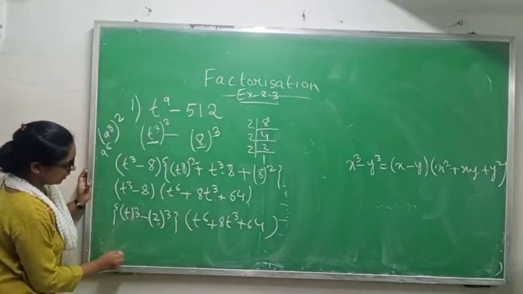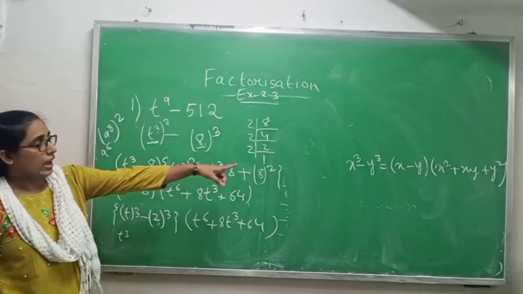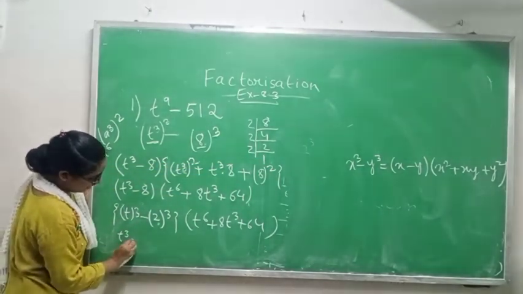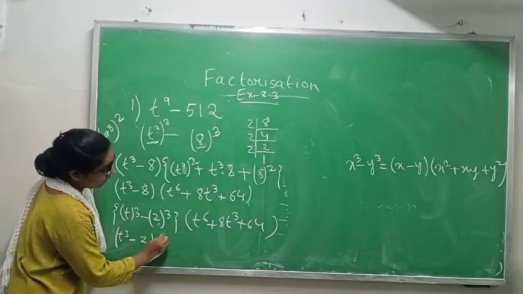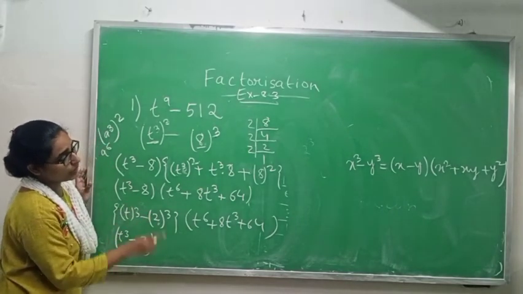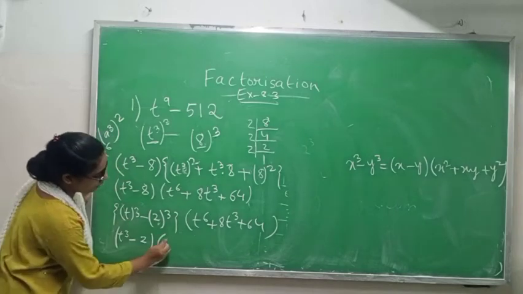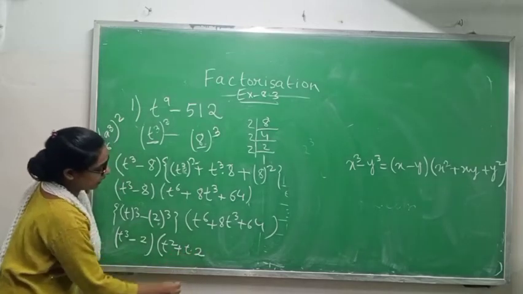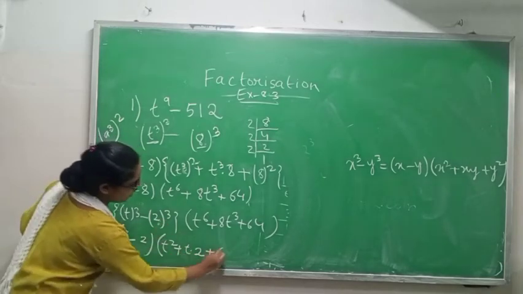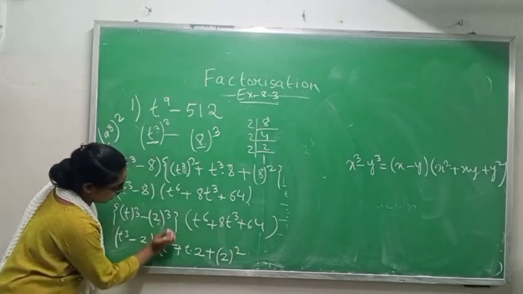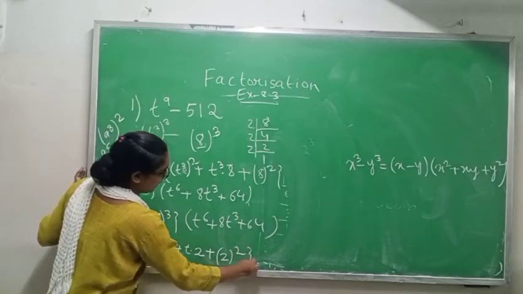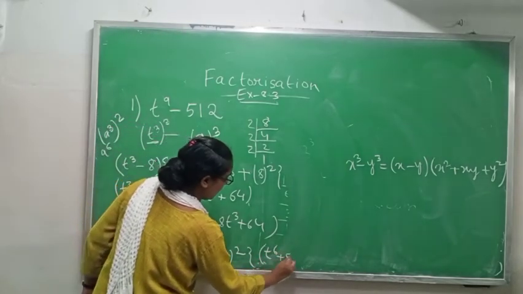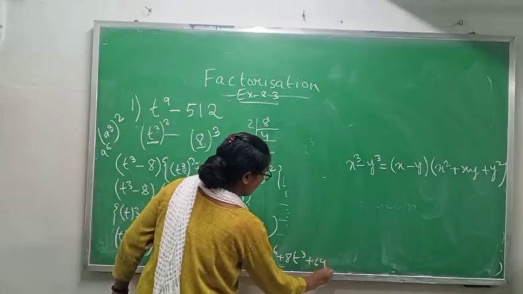Okay. Now 3 power 3 means 3 cube. Same formula I am using. The x cube minus y cube formula is (x minus y), so x minus y is t minus 2. Okay. Then x square plus xy plus y square. x square means t square, plus xy means t dot 2, plus y square. y square is 2 square. Okay, I am giving a second bracket because I have given the first bracket already. Now this one I will write as it is: t to the power 6 plus 8 t cube plus 64.